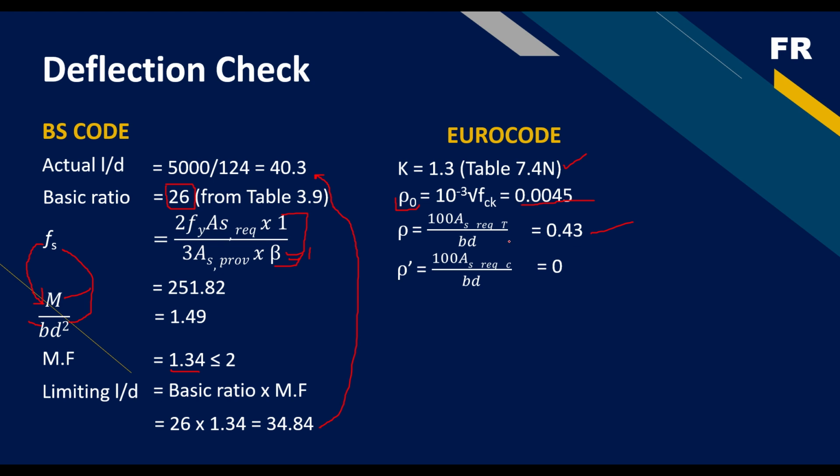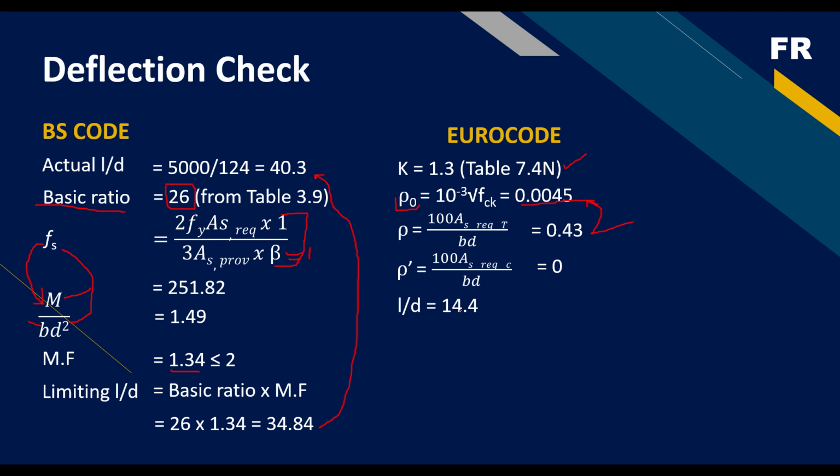Once you're able to evaluate these four parameters, the next thing you need to do according to the Eurocode is to calculate the basic ratio L over D. This ratio is given by some formulas. We have two formulas in the code. I don't want to bore us with all of that. Those two formulas depend on which one is greater, rho naught or rho. If rho naught is greater, there is a formula. If rho is greater than rho naught, there's another formula. Based on this, you can see that rho is greater than rho naught, so we use the second formula to calculate L over D.